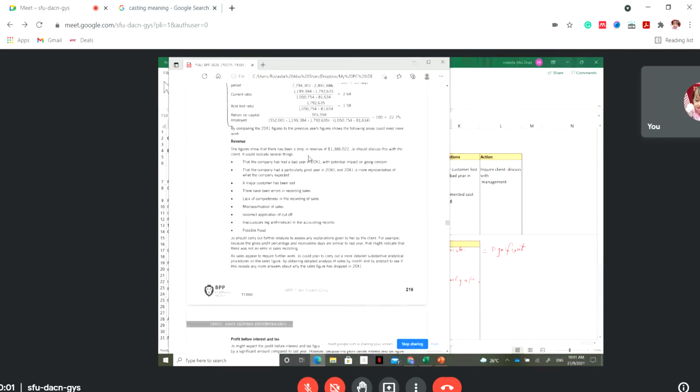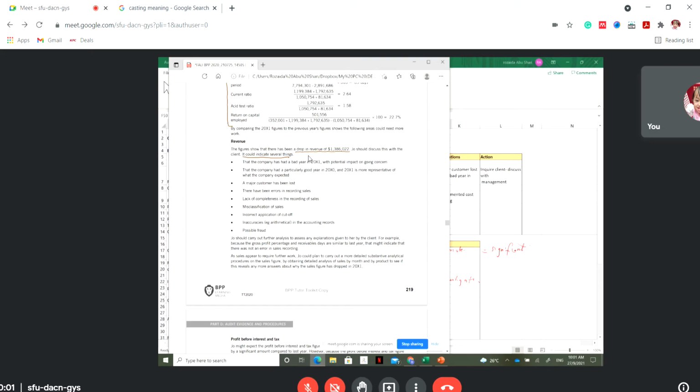Okay, revenue. The figure shows that there has been a drop in revenue of 1,386,022 dollars. Joe should discuss this with the client. It could indicate several things. So what is the indication when there is a drop in revenue? So you have to discuss. So what are the indications that tell you?